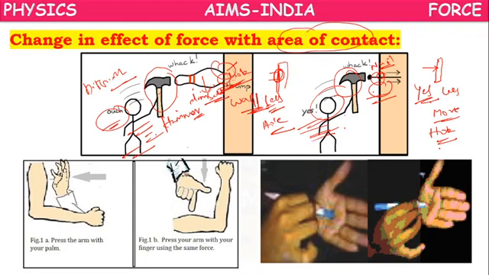Now, if you press your arm with your palm, you can experience less force. But if you press your arm with your finger, then you can feel more force.